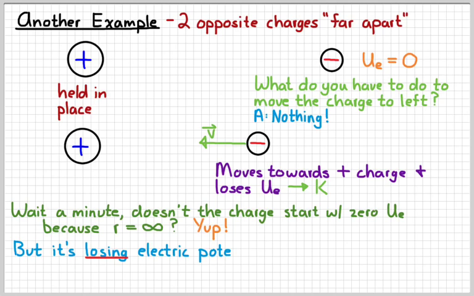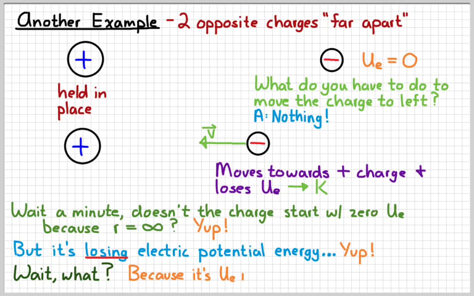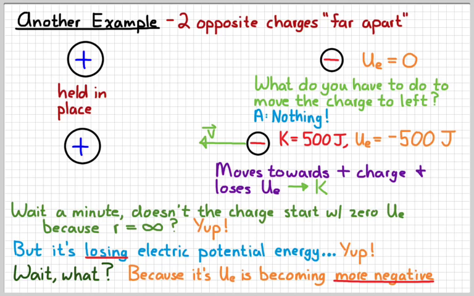But I said over here that it is losing potential energy because it is gaining kinetic energy, which is also a true statement. So the nitty-gritty of this is that its potential energy is becoming more negative. It's losing energy starting from zero, which means the potential energy is becoming more negative. Let that sink in for just a second. At this position right here, the kinetic energy is like 500 joules, and the potential energy is like negative 500 joules.